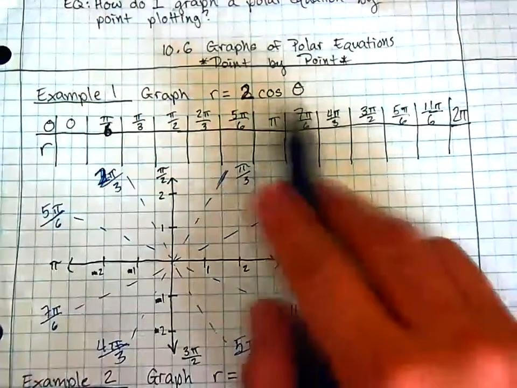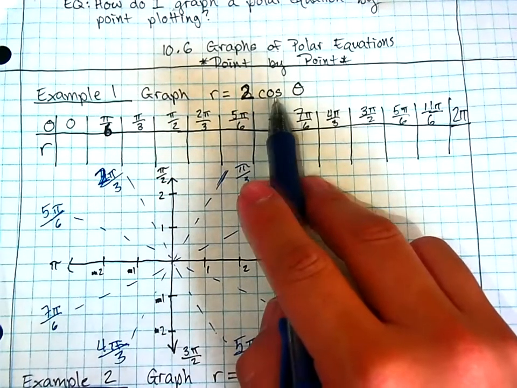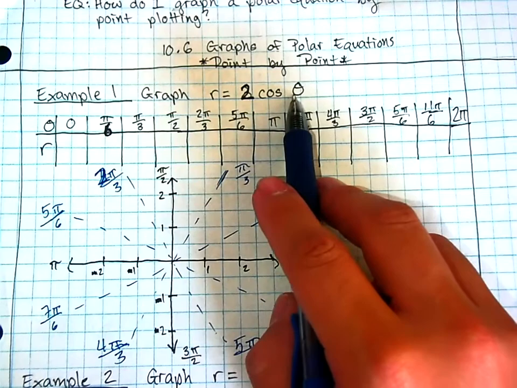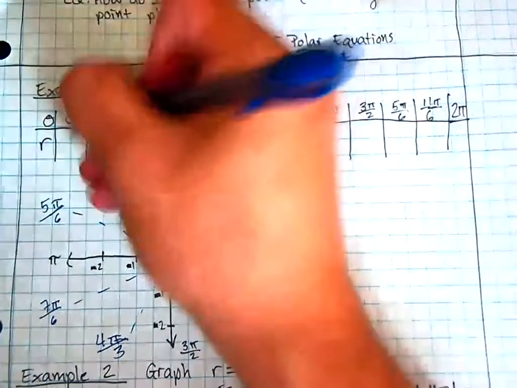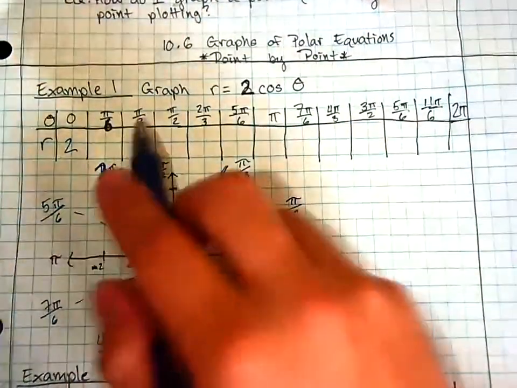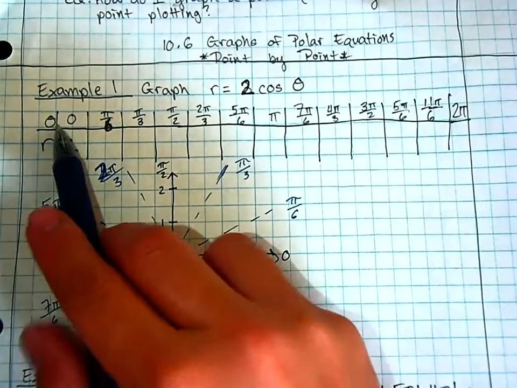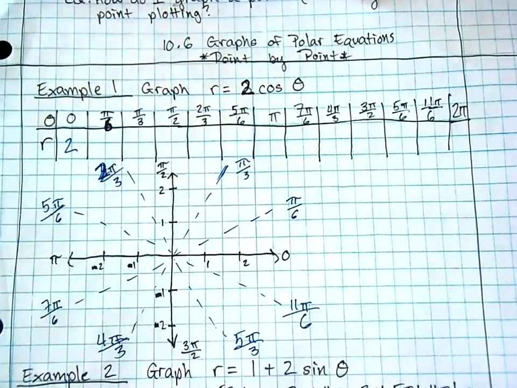At 0, I'm going to go ahead and plug in right there. So 2 cosine of 0. Cosine of 0 is going to be 1. 1 times 2 will be 2. All right, so you can see the process here. We're basically plugging every single one of these. Our theta is kind of like an x value. Our r is basically like a y value.